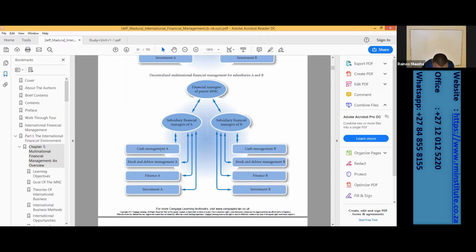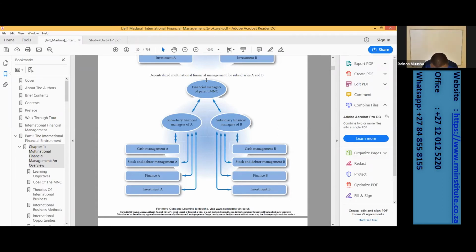So for the departments in subsidiary A, they report to their own manager, and the departments in B, they also report to their own manager. Then these managers are not going to be reporting to the financial manager who's based in the parent company. So it's got its own advantages and disadvantages as well.